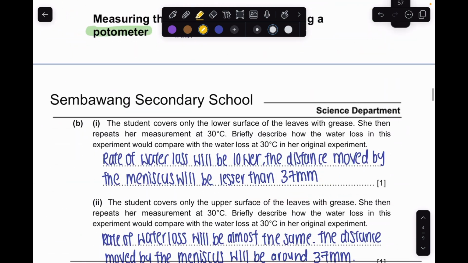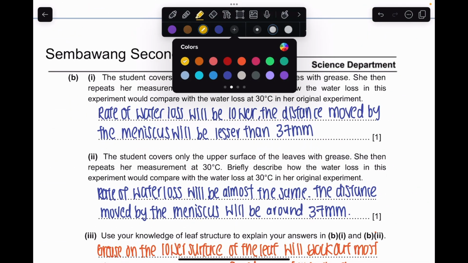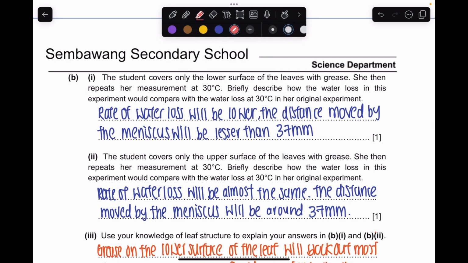Now next, they are asking us, what happens if this student now tries to cover the lower surface of the leaf with grease? Grease is like oil, so oil is not permeable to water, or we say that it will prevent water from passing through, water vapor as well.